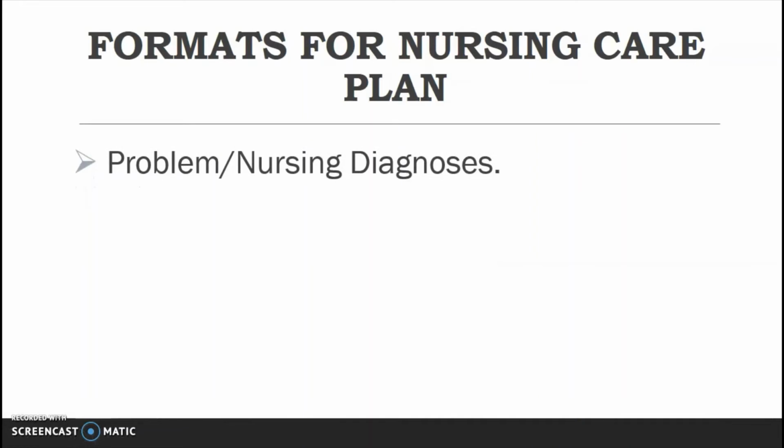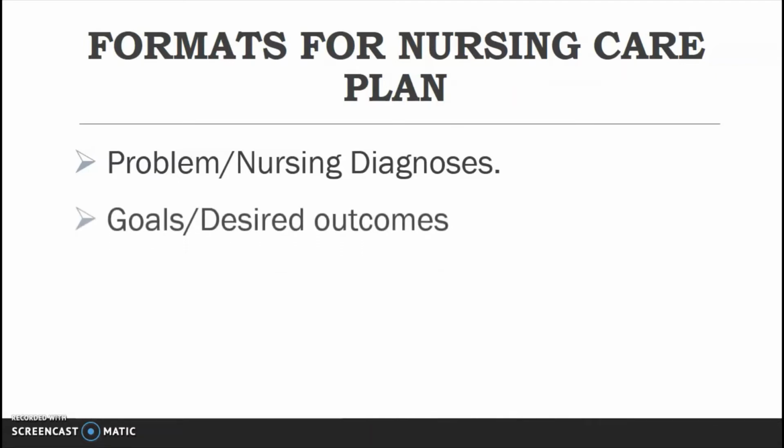Number one is the problem or the nursing diagnosis. Again, before we go to your planning phase, we have to go first with the first two phases, which are the assessment and the nursing diagnosis phase. So one of the formats of the nursing care plan is the nursing diagnosis, which is based on the assessment phase, which is the first phase of our nursing process. Okay, another one is, of course, we have to have the goals or the desired outcomes.